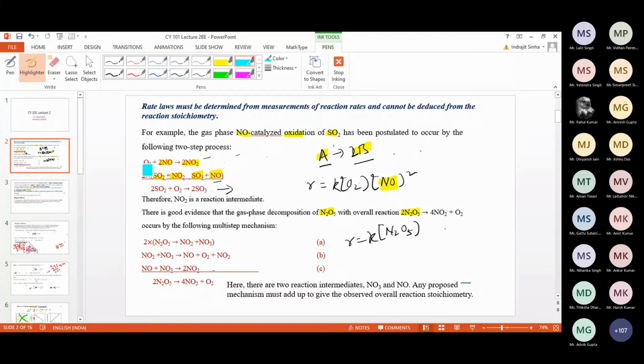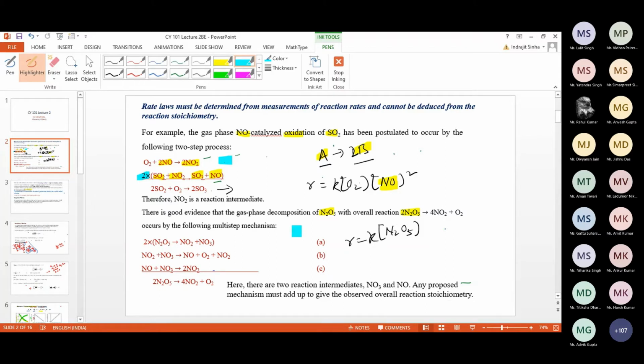Now, what you see over here, typically in the first case, is that the steps must add up to give the reaction stoichiometry. So the mechanism steps must add up to give the reaction stoichiometry. That is why you have multiplied it by 2 and all that, and you have finally added up the whole thing to get the reaction stoichiometry, that twice SO2 plus O2 gives twice SO3. This particular stoichiometry is recovered, which is the experimental stoichiometry, if you postulate this mechanism.